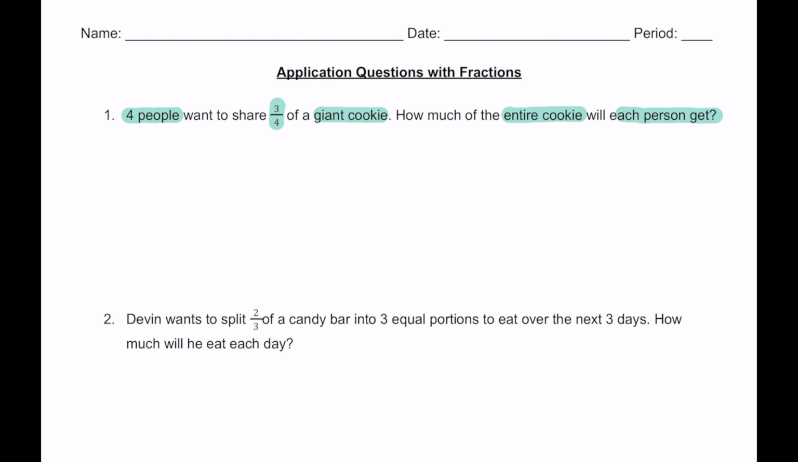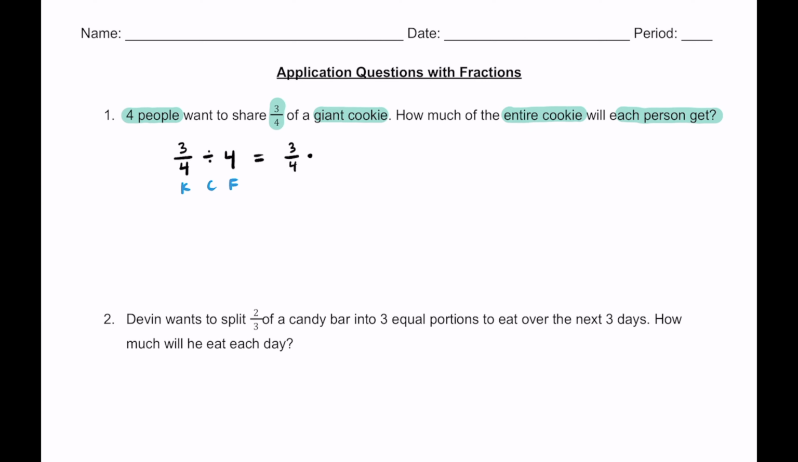Okay, so we're taking the 3/4, that's what's left. That's the entirety that these 4 people can share. We're splitting it between those 4 people, so dividing by 4. Keep in mind when we are dividing, we can also say keep, change, and flip, or we can say that division is the same thing as multiplying the first fraction by the reciprocal of the second fraction.